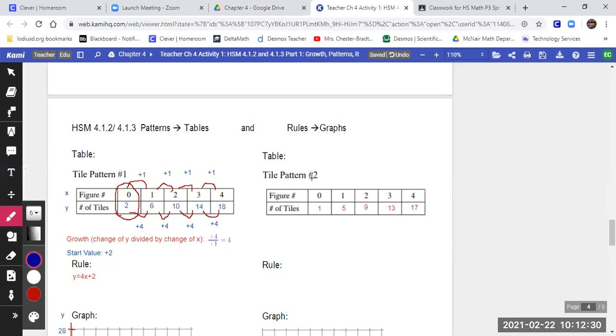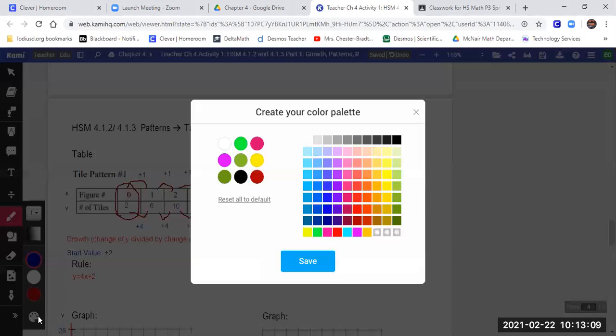Okay, so we need to do the same thing we did before. What is our growth? Nope. Before I get started with that, I caught that. Smaller. Okay, so we're going to go do our connections. Lighter blue.